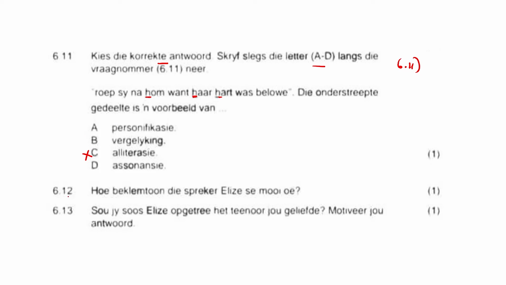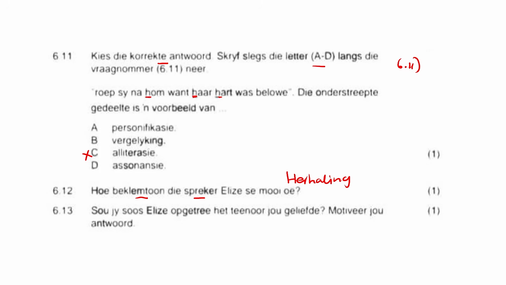Alliterasie. 6.12. Hoe beklemtoon die spreker Elisa se mooi oë? So how does the speaker emphasize Elisa's pretty eyes? Remember, he repeats it the whole way through the poem. She says, lieflike oë, lig van haar oë. That's how, by repetition, by talking about her eyes repeatedly, that's how they emphasize it. Her pretty eyes.